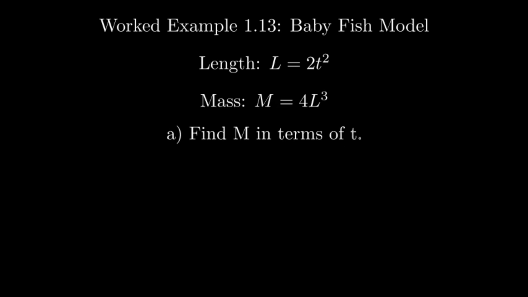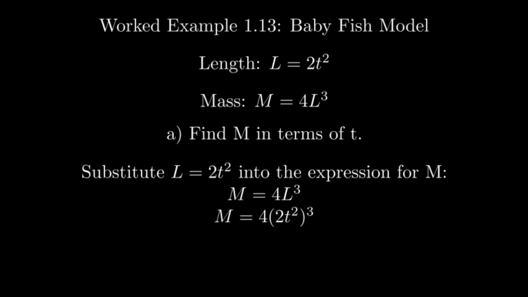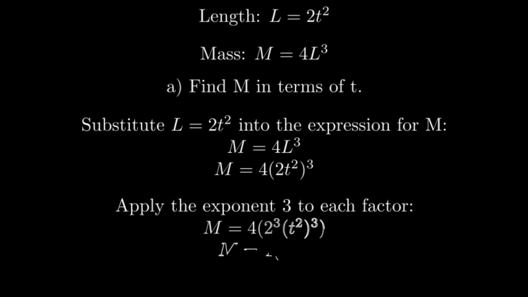To do this, we need to combine the two equations. We can substitute the expression for L, which is 2t squared, into the equation for M. This gives us M equals 4 times the quantity 2t squared, cubed. Now we simplify using our exponent laws. We apply the power of 3 to both the 2 and the t squared. 2 cubed is 8, and t squared cubed is t to the 6th. Multiplying by the 4 outside gives us our final model, M equals 32t to the 6th.